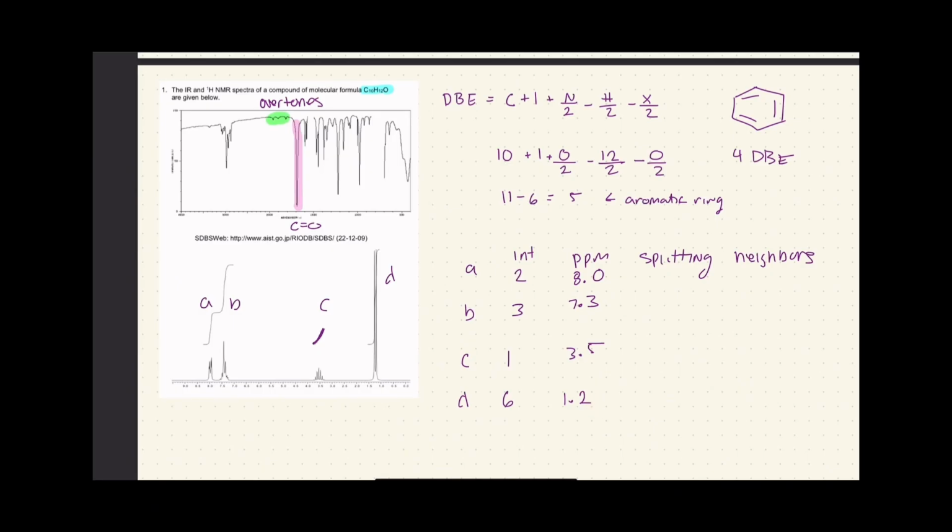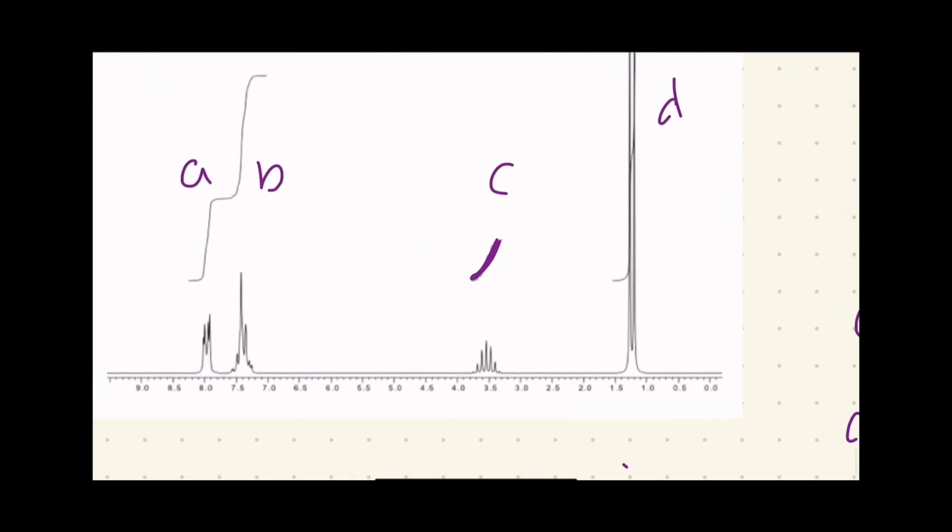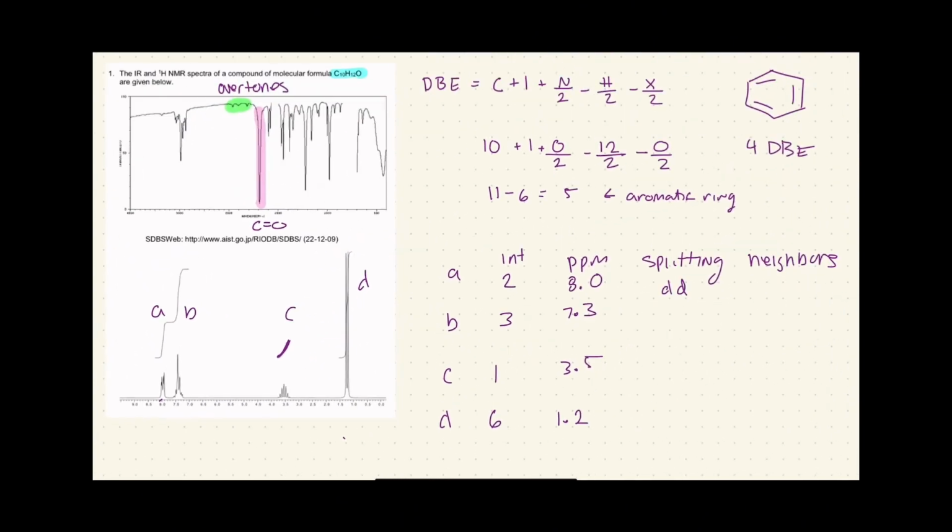If I look at the splitting, it's a little bit hard to see. This is kind of like a doublet, maybe a doublet of doublets. In the aromatic region, it can be a little bit complicated. B is giving, I would just call it a multiplet. If I look at C, what I see is 1, 2, 3, 4, 5, 6, 7. There should be a heptet. And then if I look at D, that's a pretty clear doublet.